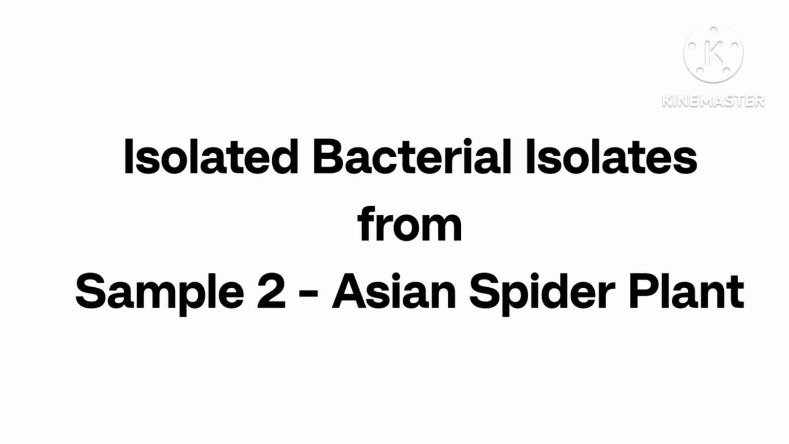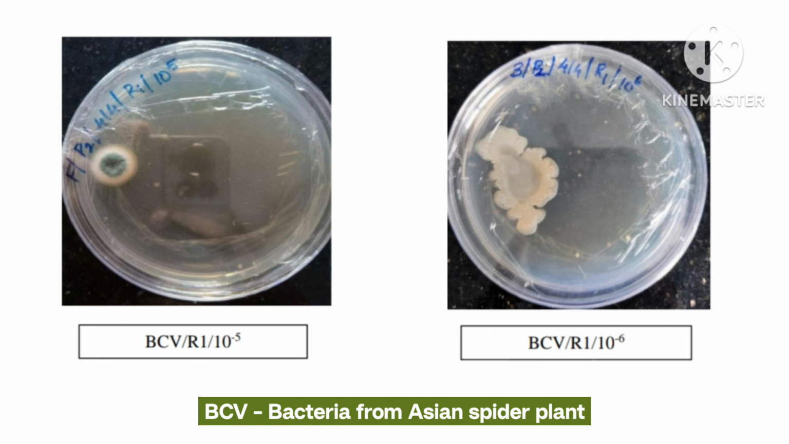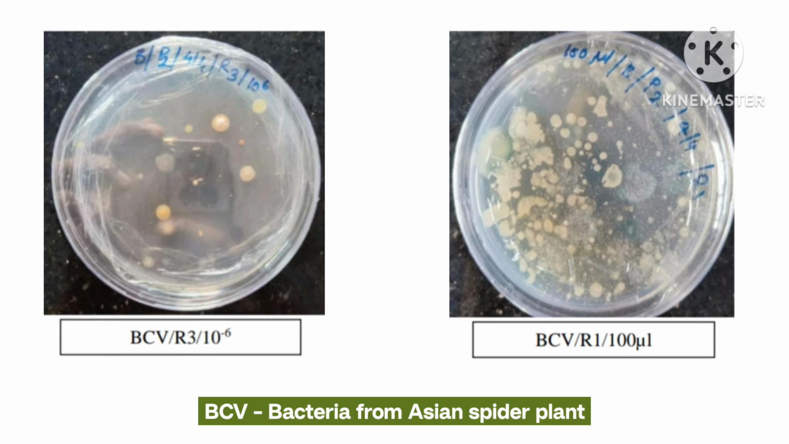Isolated bacterial isolates from sample 2, Asian spider plant. Bacterial isolates from replication 1 under 10^5 and 10^6 dilution. Bacterial isolates from replication 3 and 1 under 100 microliter dilution.